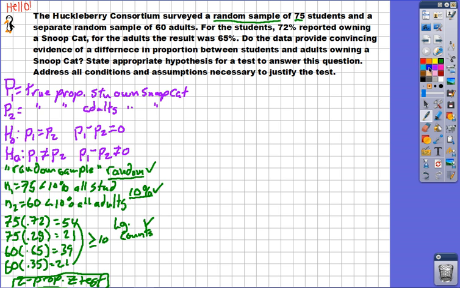So moving on, the next main thing we have to do is our calculations. We need to get a z-score. So let's go find z. And remember what z is. Z is our data value of interest, and in this case it's the difference, the difference of 72% and 65%. That's our data value of interest minus the mean. And what do we expect the mean to be? Well, our assumption is that there is no difference between them. So that's going to be 0.